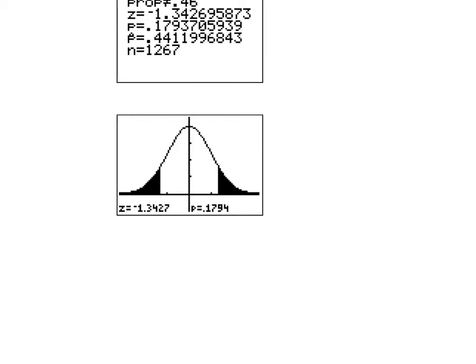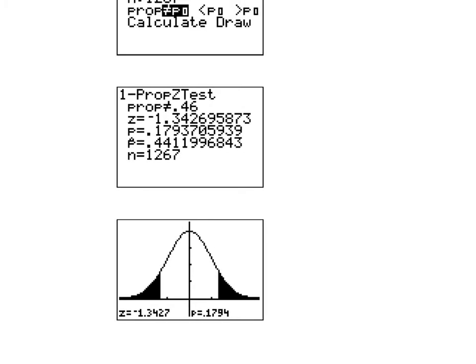All right, let's write this information down. So again, we're really interested in these top two values of your 1-PropZTest. That's your test statistic, z, and p is your p-value.